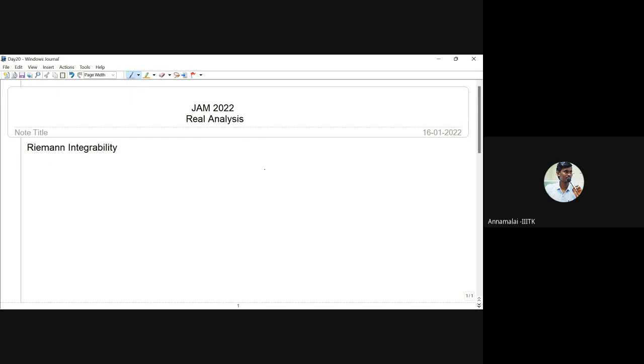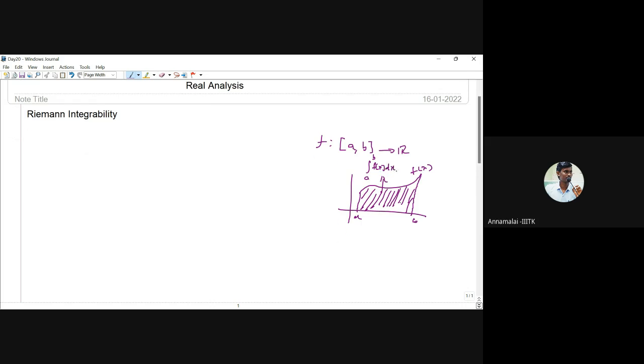Suppose f is defined on the closed interval [a, b] to R, some function. Now we can draw the function like this. So this is our f of x. We have to find the area under this curve, the x-axis, x equal to a, and x equal to b. So our aim is to find the area of this region. This area is denoted by the integral from a to b of f of x dx. That is the main aim of this session.